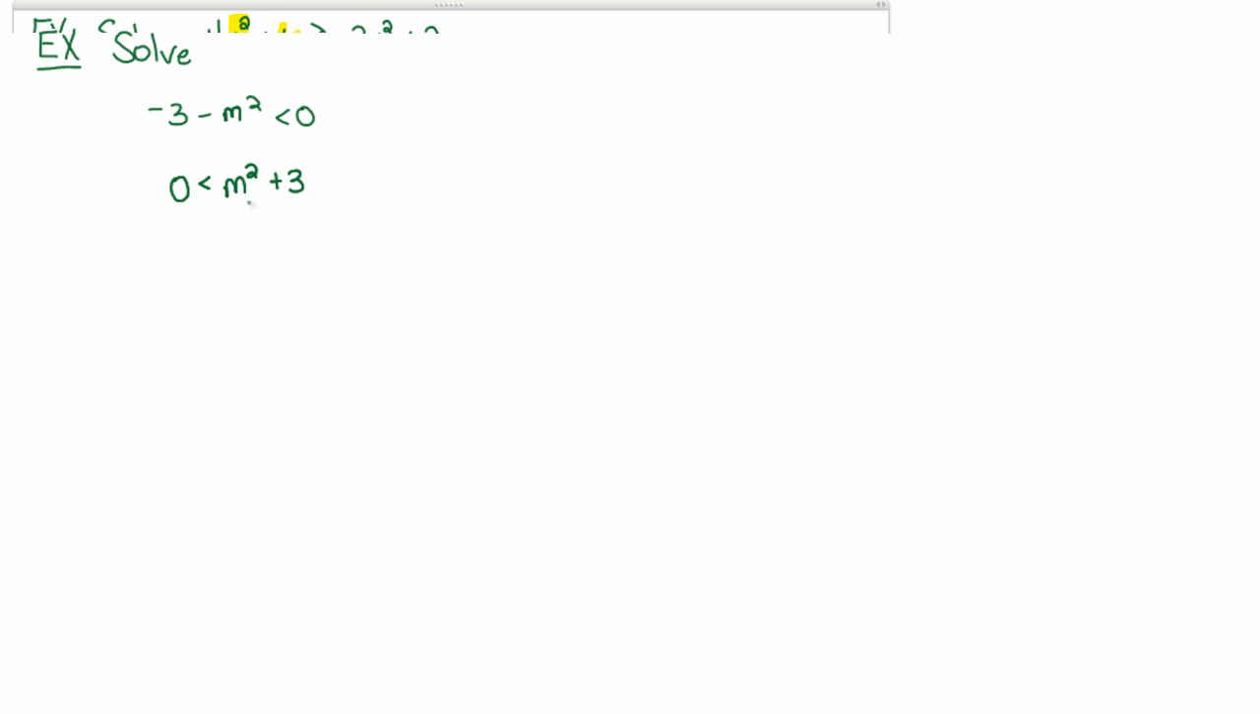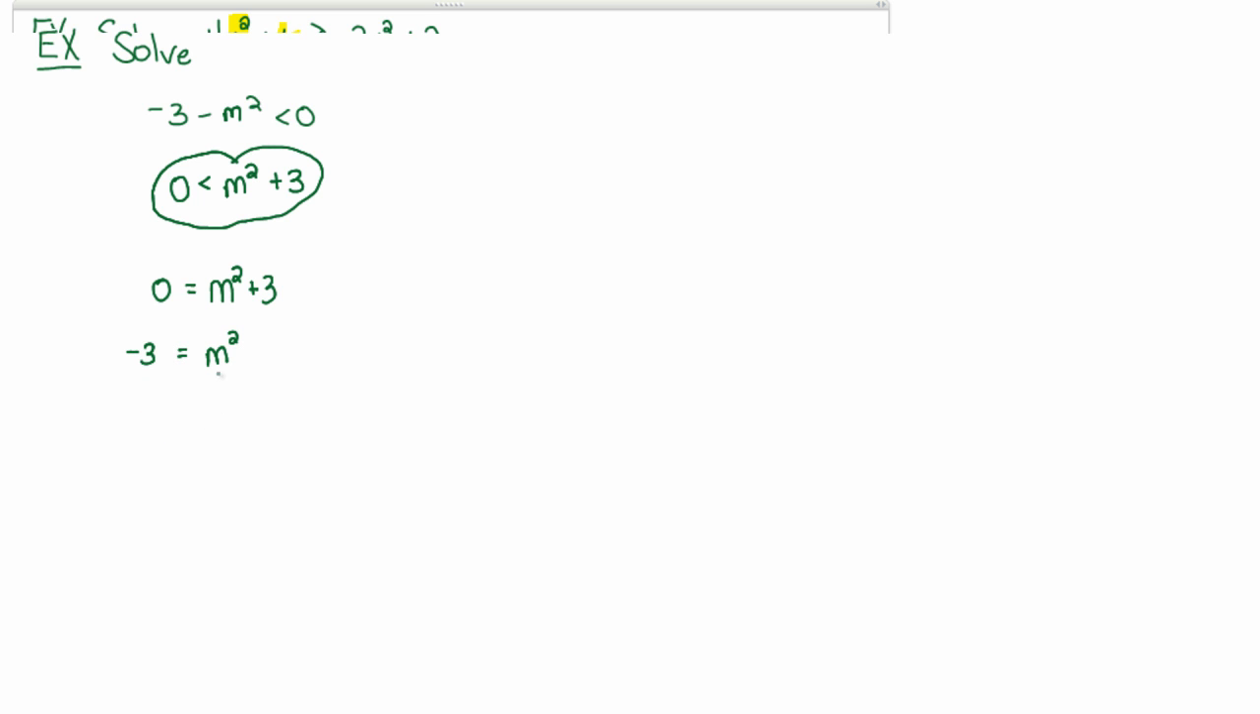So I really want to know, when is m squared plus 3 positive? That's what that's asking. When is m squared plus 3 positive? I don't want it to equal 0. I want it to be positive. So we first start by trying to solve m squared plus 3 is equal to 0. And when you try to solve this, something strange happens. I'll subtract 3 from both sides.